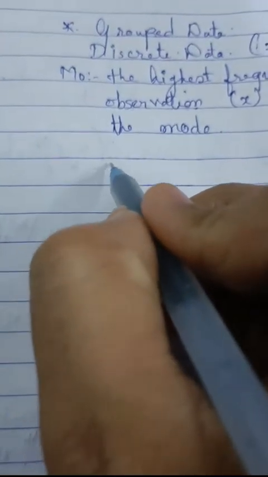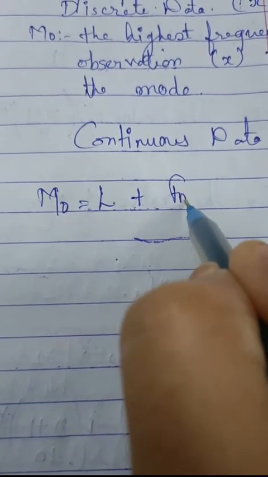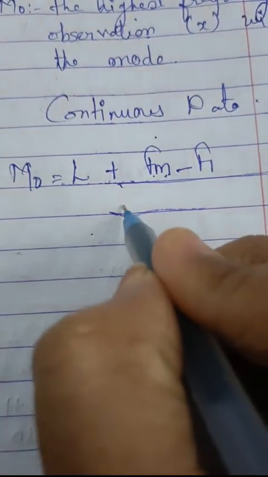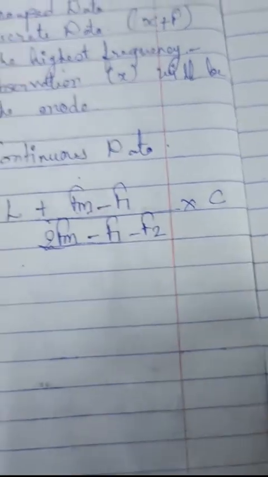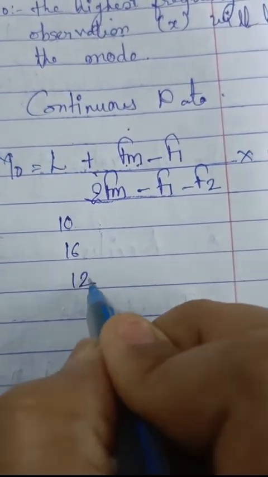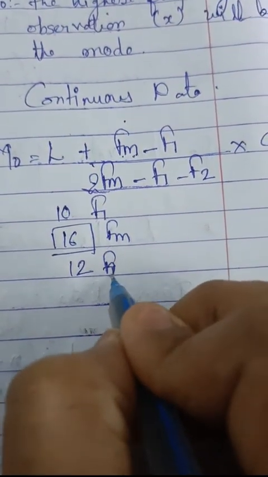Okay. For continuous data, you will be having a formula, that is MO equals L, lower boundary point, plus FM means maximum frequency, highest frequency, minus F1, its upper number will be considered as F1, divide by 2 into FM minus F1 minus F2, into C. Okay, highest frequency, suppose it is 16, 10 and 12. So this will be considered your FM, this will be considered your F1, and the down one will be considered your F2. Is that clear? So these are the formulas for mode.